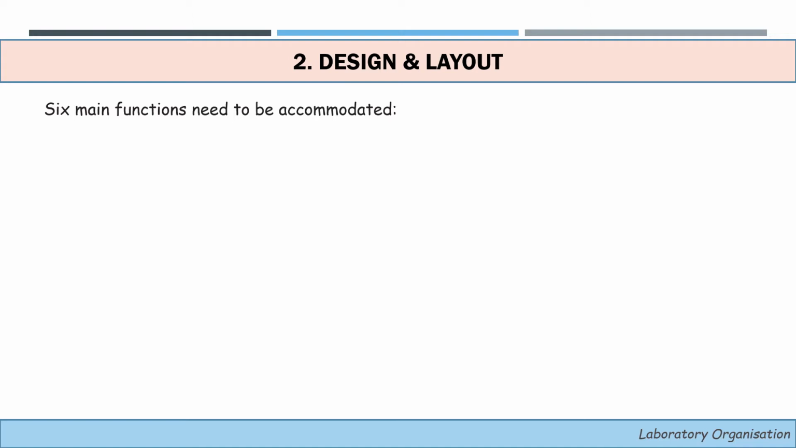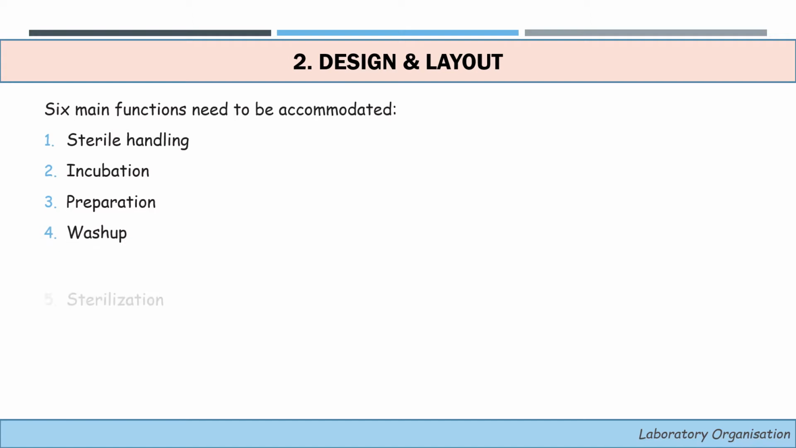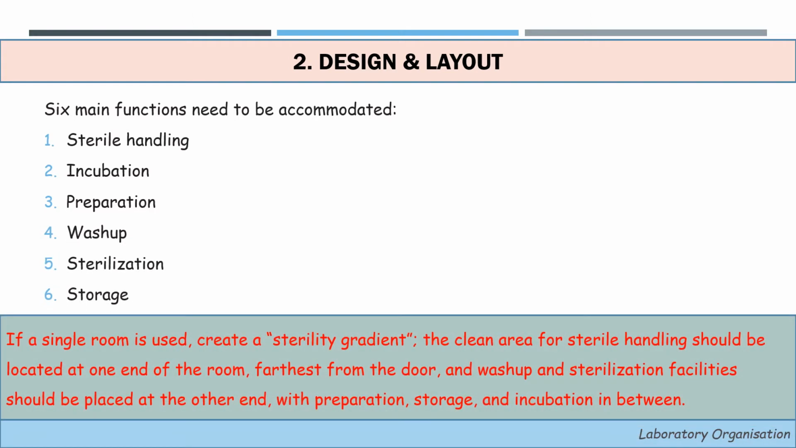Now, there are 6 main functions that need to be accommodated: sterile handling, incubation, preparation, wash-up, sterilization, and storage. Now, if a single room is used, we need to create a sterility gradient. The clean area for sterile handling should be located at one end of the room, which is farthest from the door, and wash-up and sterilization facilities should be placed at the other end of the room, with preparation, storage, and incubation in between.